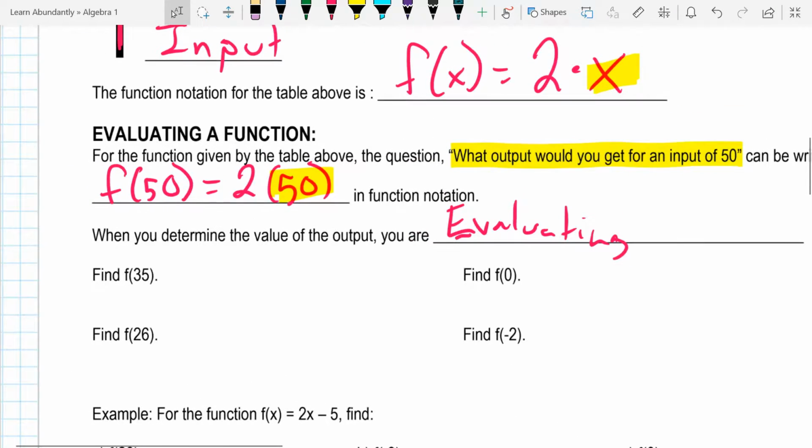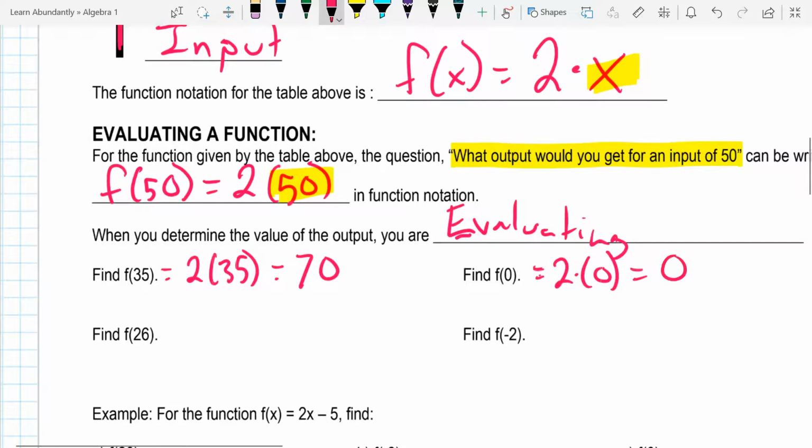We've got f of x equals 2 times x, and we're going to plug in f of 35. f of 35 would be 2 times 35. If we evaluate that, 2 times 35 is 70. f of 0 means we're going to do 2 times 0. Notice I'm using parentheses every time. And when we do that, we get 0. We could do it with 26, 2 times 26. This is a pretty simple equation, so every time we do it, we end up getting just double.